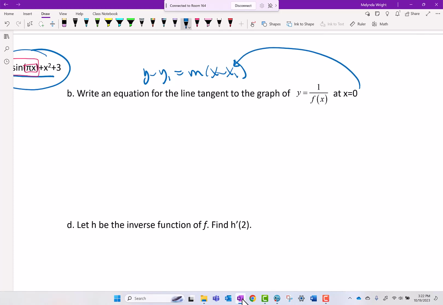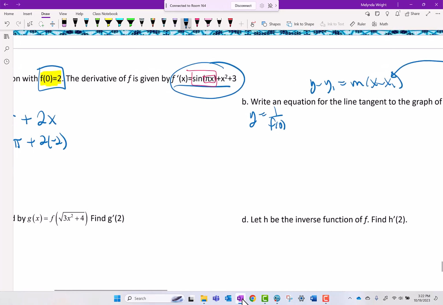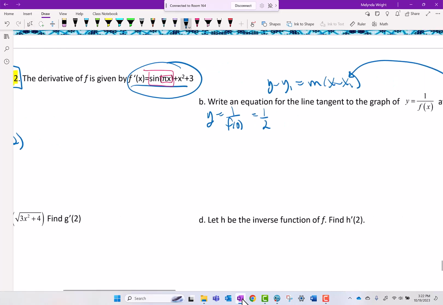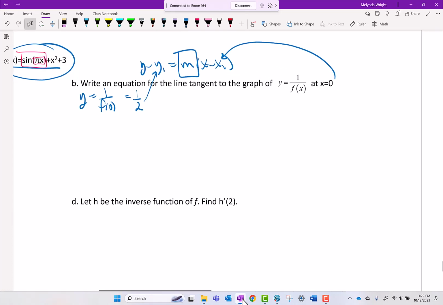Y1 is going to be 1 over f of 0. So do we know f of 0? Look at there. We sure do. They snuck it up there. F of 0 is 2. So it's 1/2. Okay, wonderful. We've got that number and that number. All we lack is the slope. How do I find the slope? The derivative. I'm going to have to take the derivative of this.